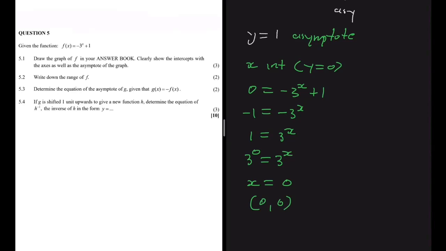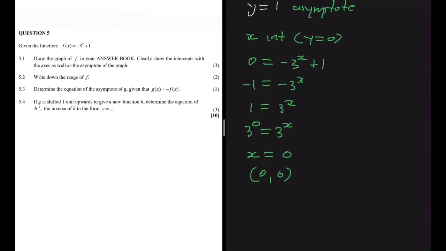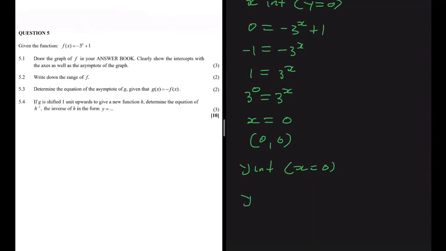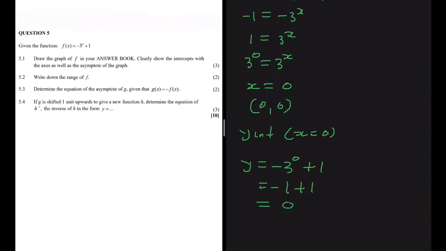From this point, I know that the y-intercept will also be equal to 0. But let's just do it for the sake of clarity. For the y-intercept we let x be equal to 0. If we do that, we're going to get y being equal to minus 3 to the power 0 plus 1. So y will be equal to minus 3 to the power 0, which is 1, and then plus 1, this should all be equal to 0. So the y-intercept is also at 0 and 0, right?